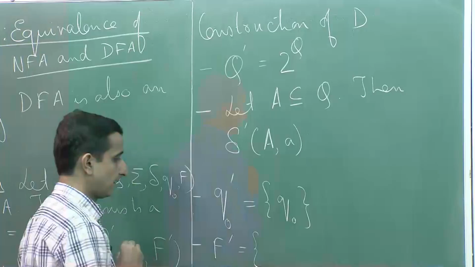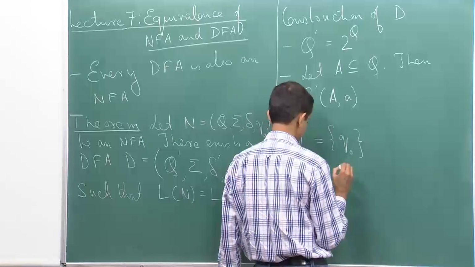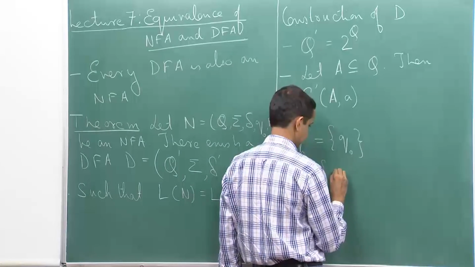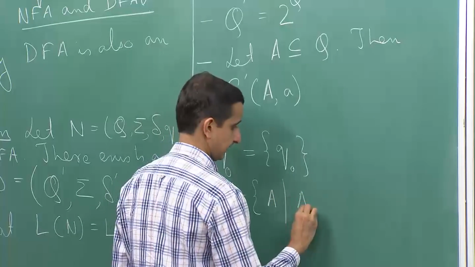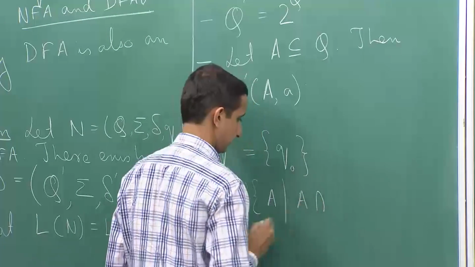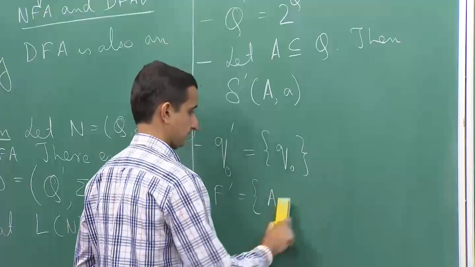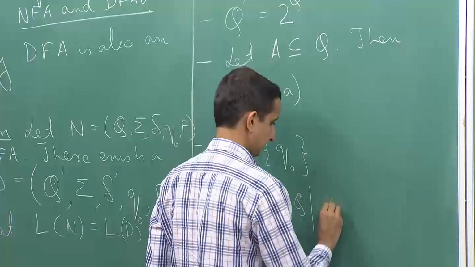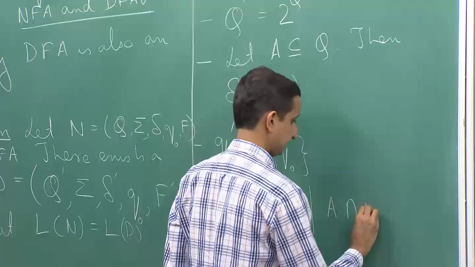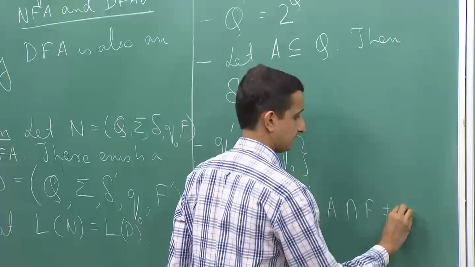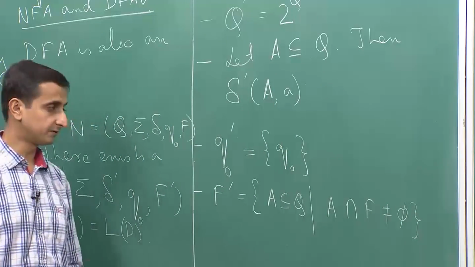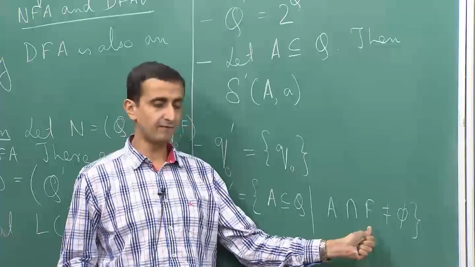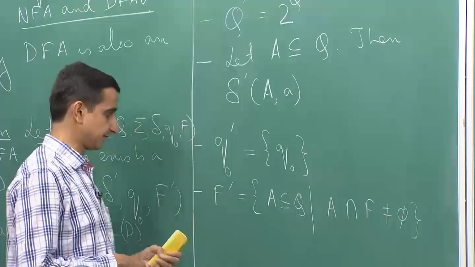F prime is the set of all subsets A, A subset of Q, such that A intersection with F is not the empty set. So, basically I look at all subsets which contain some final state. Okay. So, that is my F prime.